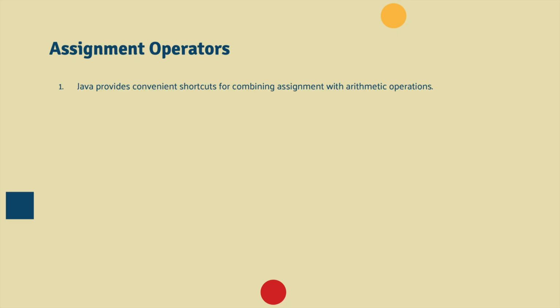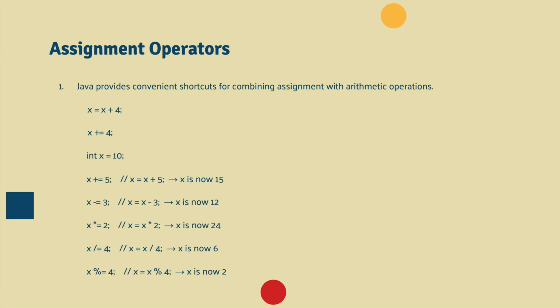Java provides convenient shortcuts for combining assignment with arithmetic operations. Instead of writing x equals x plus 4, you can write x plus equals 4. This works with all arithmetic operators.